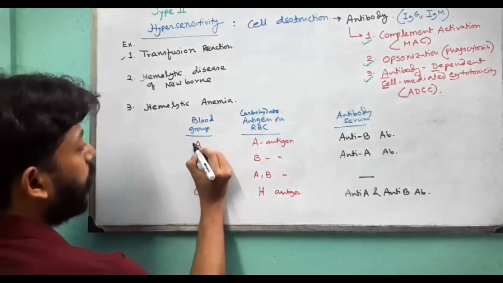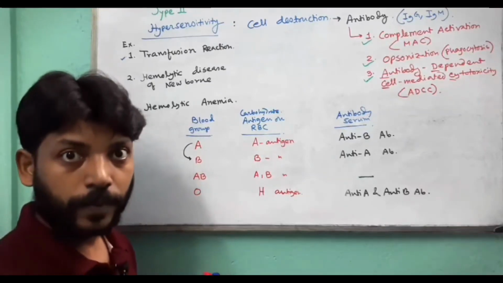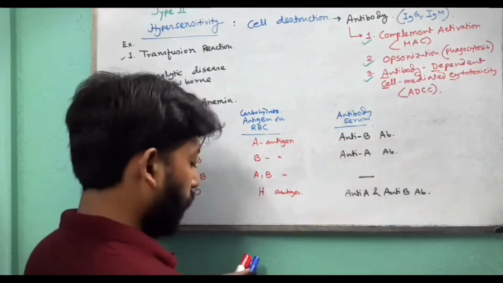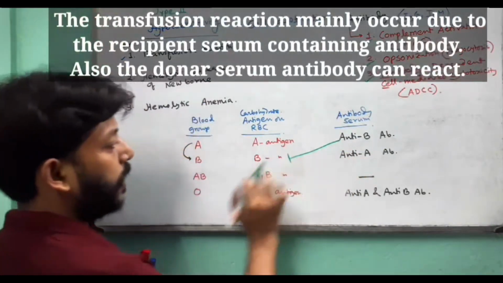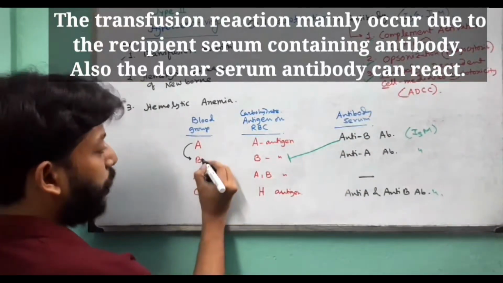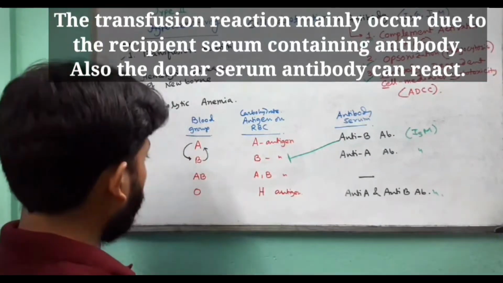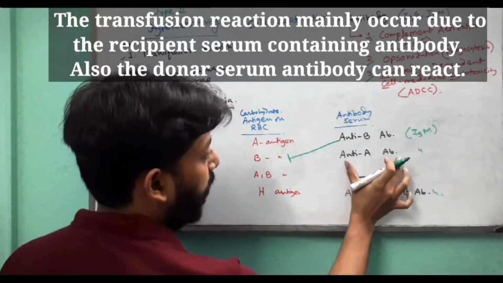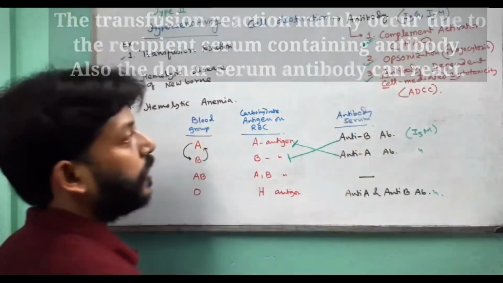Accidentally, if this individual donates blood to a B blood group individual, then what happens? This anti-B antibody will react with this B antigen, and complement activation occurs. And the reverse is also true. If a B individual donates blood to A, what happens? This B group individual has anti-A antibody that will bind with the A antigen and activate the complement pathway.